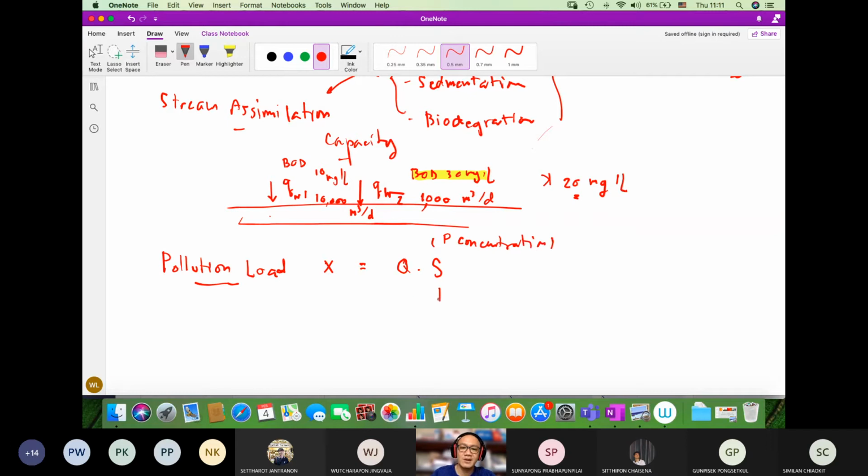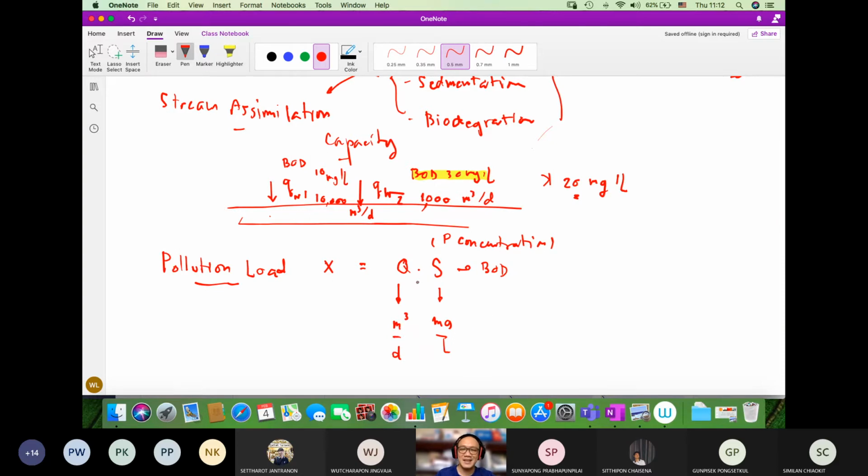What is the unit of the concentration? Milligrams per liter. It could be BOD. The pollutant that we are interested in this case is the BOD, so S could actually refer to the BOD value. Q is the wastewater flow rate, whatever the flow rate that carries these pollutants. So the unit of the flow rate is cubic meters per day.